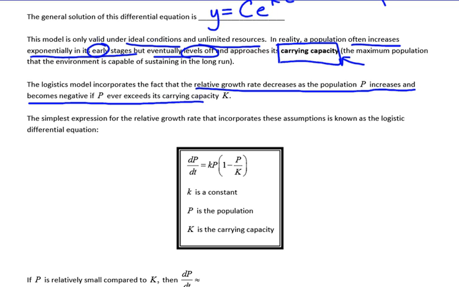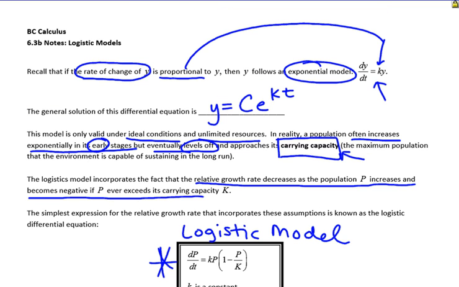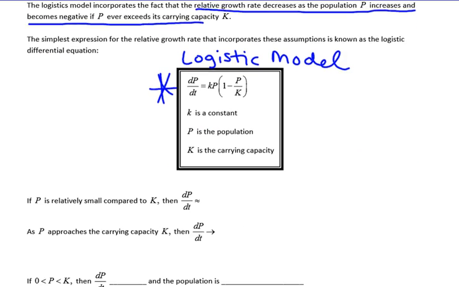So the simplest expression for this relative growth rate is called the logistic model, so I should probably put that here. This is the logistic model. This is something that you need to actually memorize, okay? Just like memorizing that if the rate of change is proportional to y, it's an exponential model, you also need to memorize this logistic model.